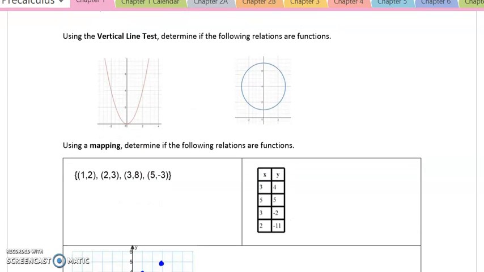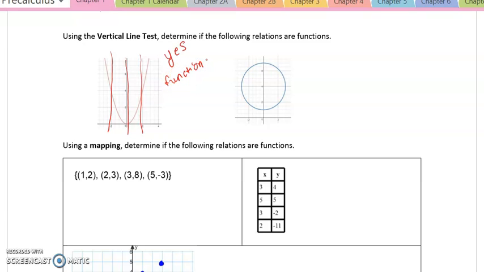So looking at a graph, we can do the vertical line test. And if you remember, you can hold your pencil and kind of slide it left to right. If your pencil ever hits the curve in more than one spot at the same time, it would not be a function. So this parabola, no matter where I put that vertical line, that pencil, it's going to cross at most once. So yes, this is a function.